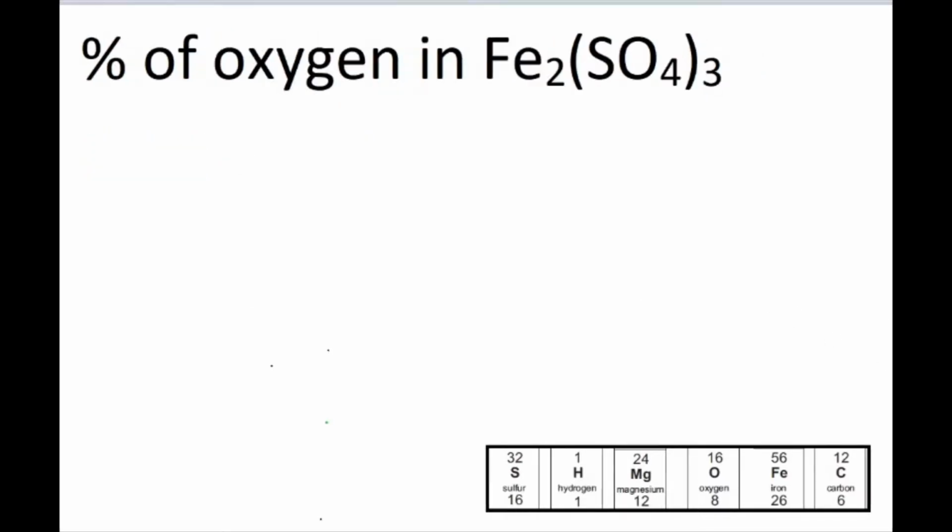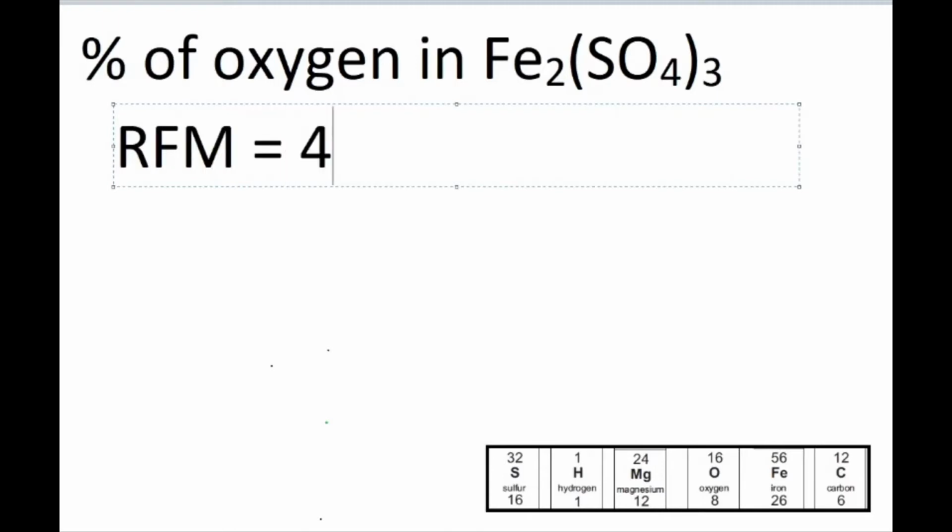So hopefully you're still with us and not bored out of your mind. Our last example is slightly more challenging. It wants us to work out the percentage of oxygen in a more complex compound, Fe2(SO4)3, which is iron sulfate. Now the relative formula mass of this compound I've worked out to be 400. And the question wants us to work out the percentage of oxygen in this compound.